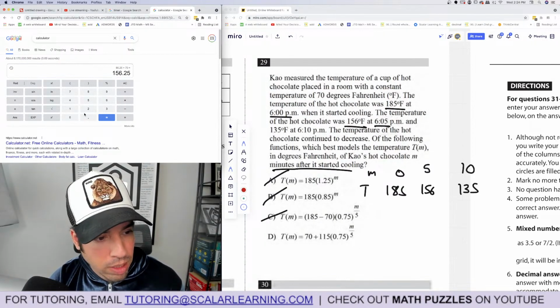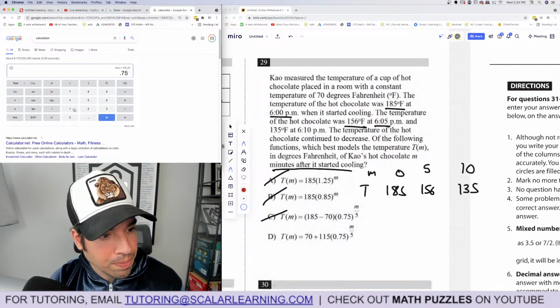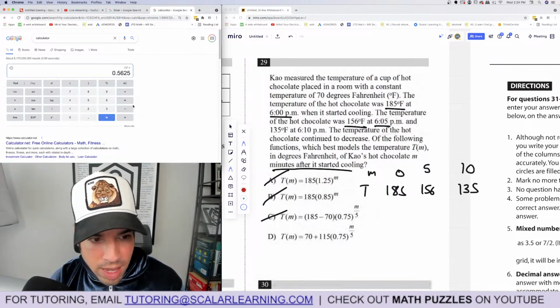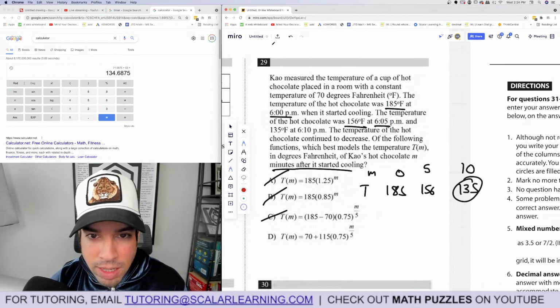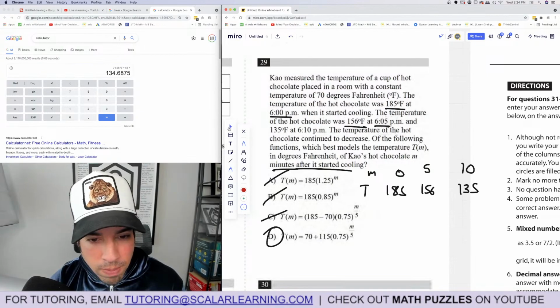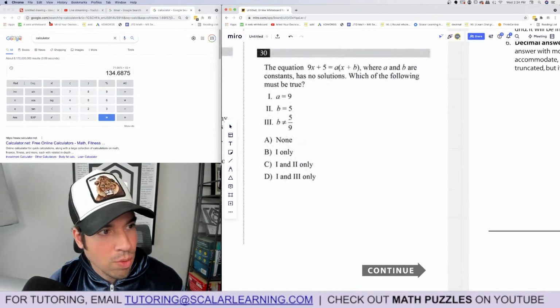Just for fun, let's plug in 10, which would be 10 over 5, which is 2. So 0.75 squared is that times 115 plus 70. Oops. I added 7 plus 63. And it's right on the money again for that one. So D is the winner, and we are moving on.